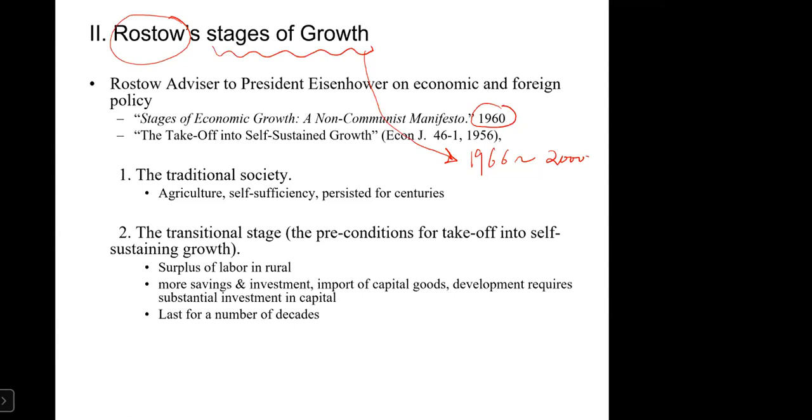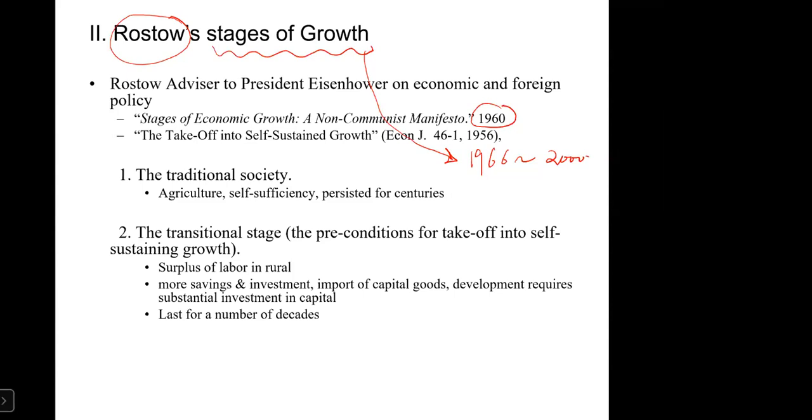You can think about the time before the industrial revolution, like the United States before the industrial revolution. You can think about China before economic reform. You can think about most of the Asian countries before World War II. So this is considered a traditional society. This is stage number 1.